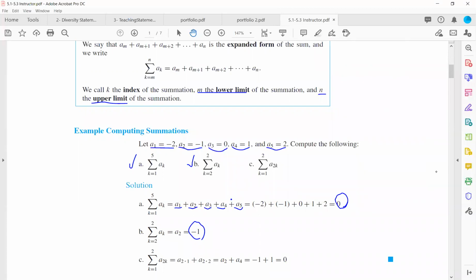Now you're changing the index. You're saying that instead of having just k, I want to multiply k by 2. Then we start substituting k values. If k is 1, a sub 2k is going to be a2. If k is 2, a sub 2k is a sub 2 times 2. So you have a sub 2 plus a sub 4. A sub 2 is negative 1 plus a sub 4 is 1. The outcome is equal to 0.